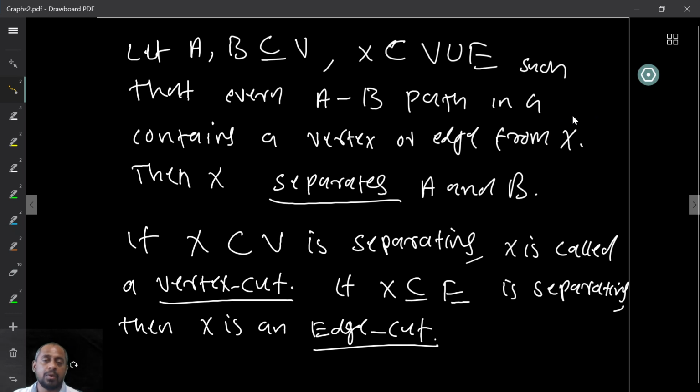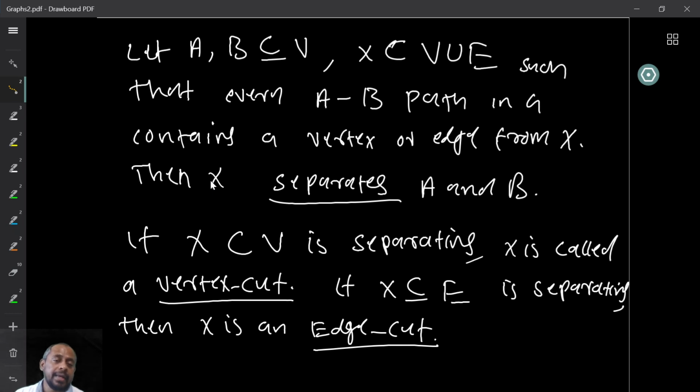So no matter which path you take from A to B, from any vertex of A you can start, and any vertex of B you can go to, and you can consider any such available path. If every path contains at least one of the vertices or edges in X, then we say that set X separates A and B, in the sense that if you remove X, then B is not reachable from A and A is not reachable from B.